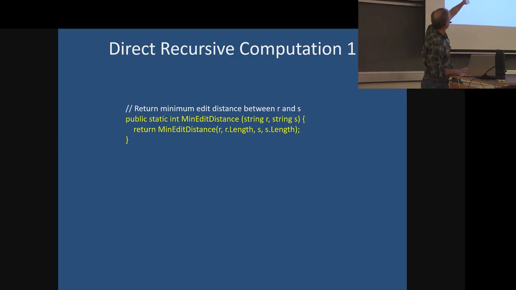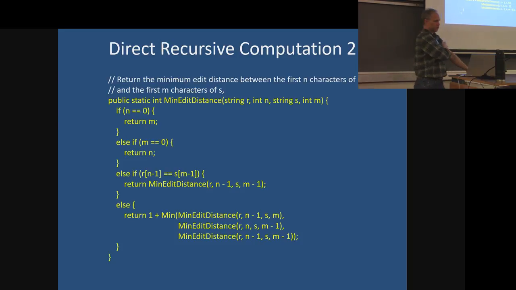So we're asked to compute the minimum edit distance between 2 strings R and S. So we call our helper function, which takes R, N, S, and M. You're returning the result of the thing in the upper right-hand corner, essentially. And then here is the actual recursive function. And you see, this is just like the math.